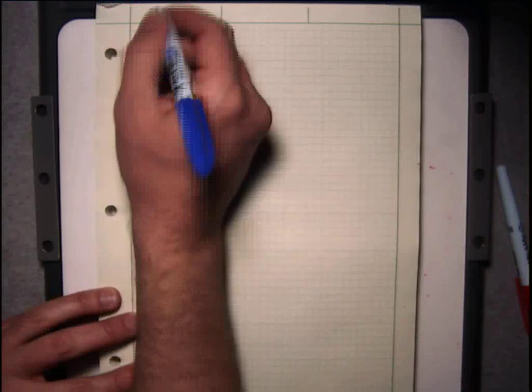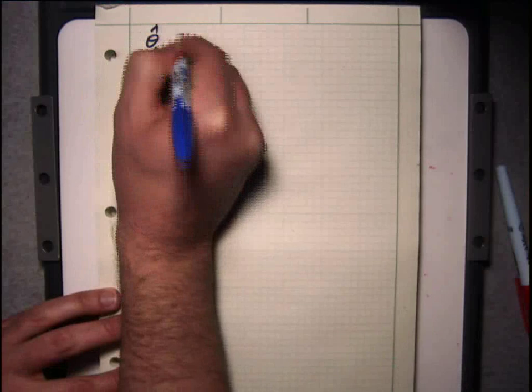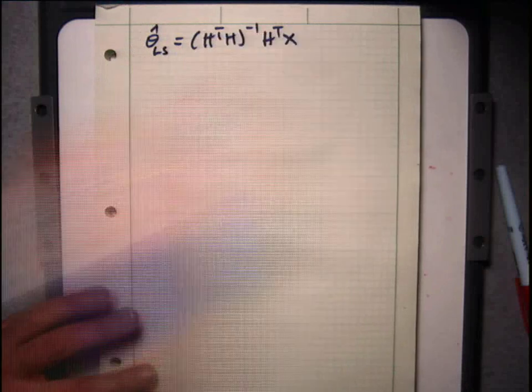This is not the only way to stabilize the problem. There are other ways to do it which have similar effect, but the algebra is a little bit different. So let's say, again, I write the least squares problem: H transpose H inverse H transpose X.